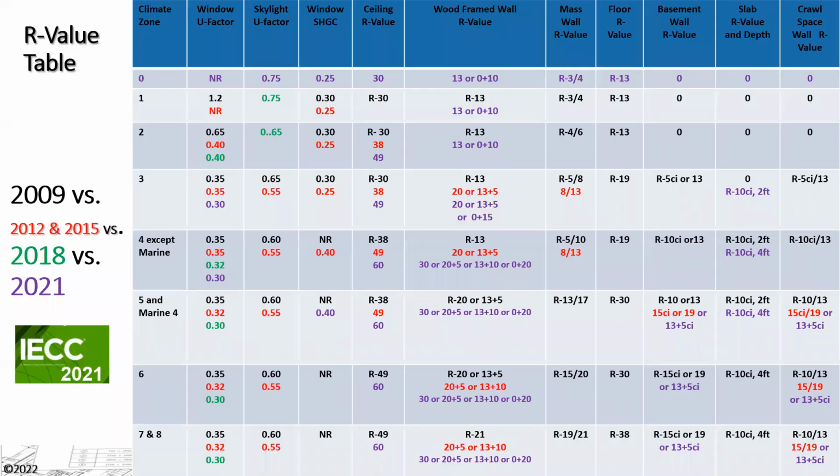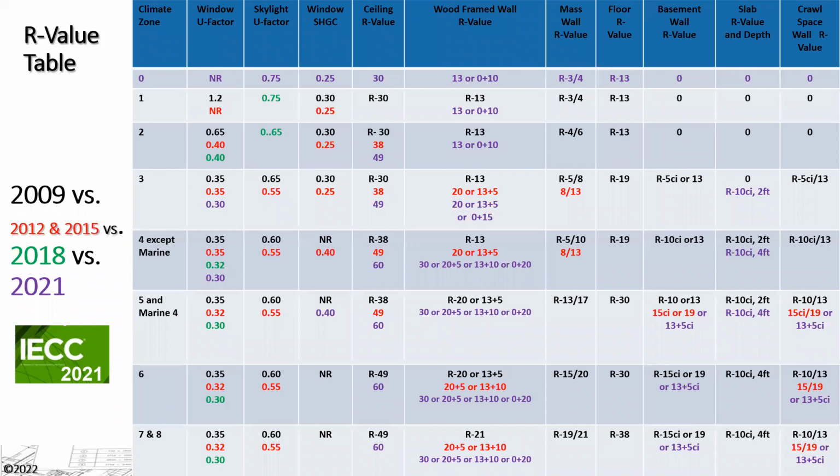I just wanted to point this out and give you an idea how insulation has changed over time from the 2009 IECC to the 2021 IECC. This gives you an idea. The numbers in black are the 2009 IECC, and then you can see when things have changed. And if they haven't changed up into the 2021, you won't see any purple in that particular row or column there.